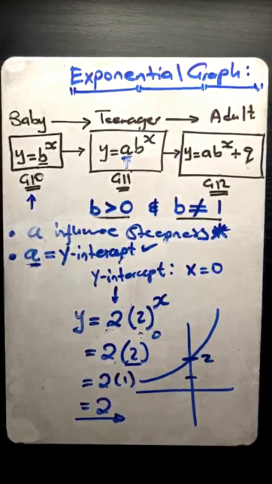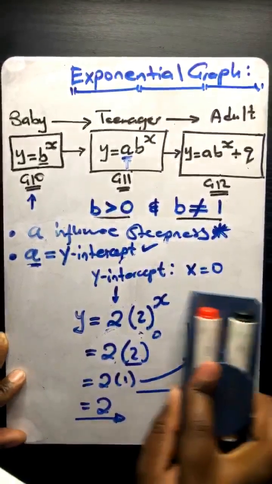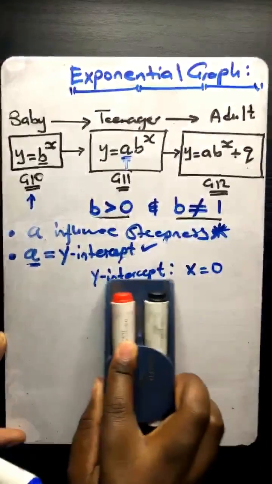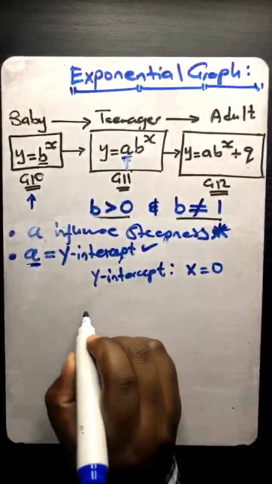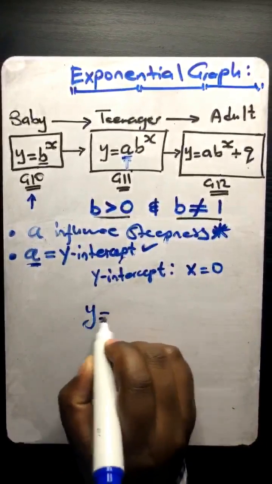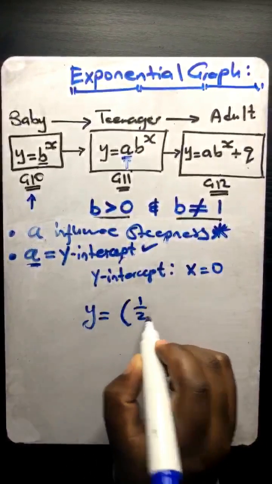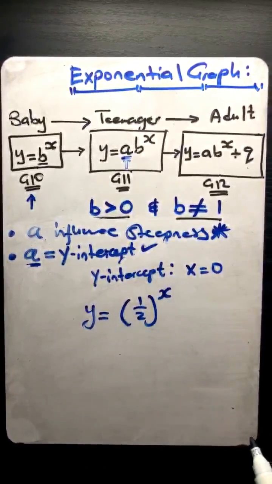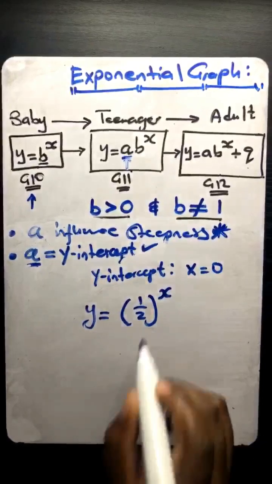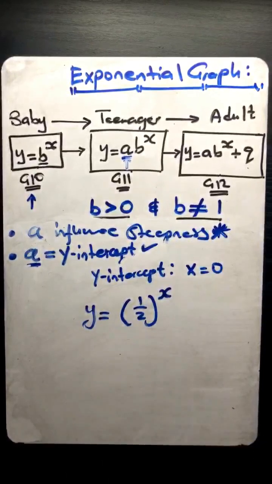Okay, let's try another example. Someone thinks it only cuts where y is equal to 1. Let's try this one, where y equals 1 over 2 to the exponent x. Here comes a question. What is the A value for that function? Anyone who'd like to guess? What is the A value?